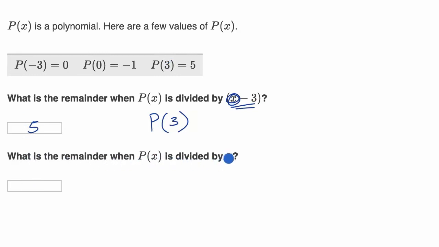I know what you're thinking is like, wait, what number am I dealing with? But if I were to rewrite this, instead of saying divided by x, if I were to say divided by x plus 0, then you'd be like, oh, now I get it. Or if I wrote divided by x minus 0, you're like, oh, now I get it. This is going to be p of, and it doesn't matter whether I take a positive or a negative 0, it's going to be p of 0. And p of 0, they tell us, is negative 1. And we're done.